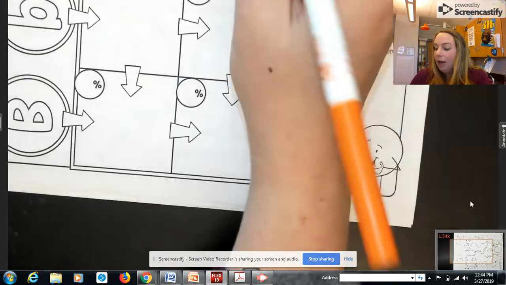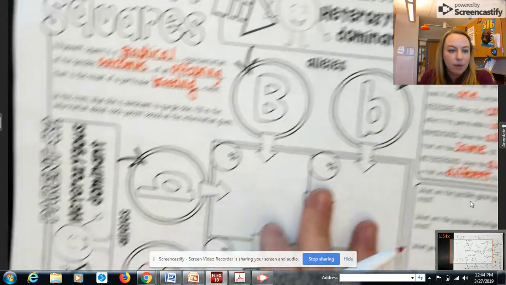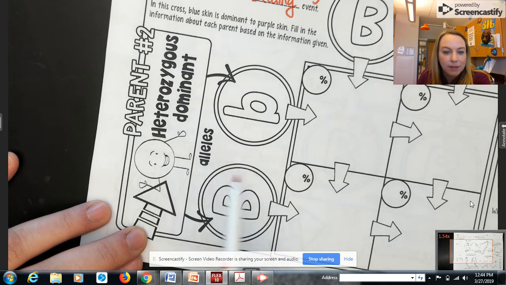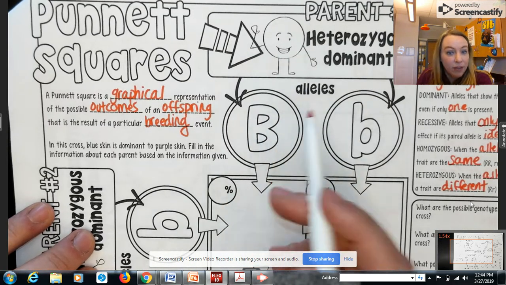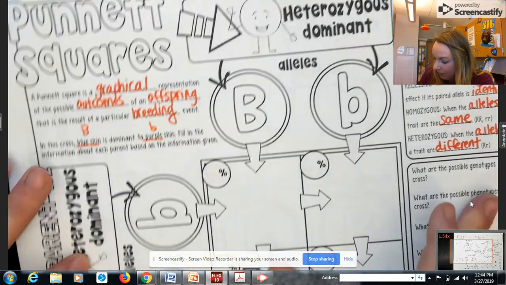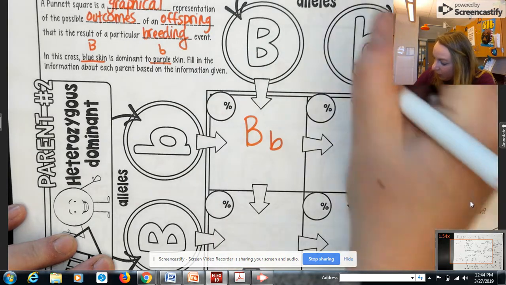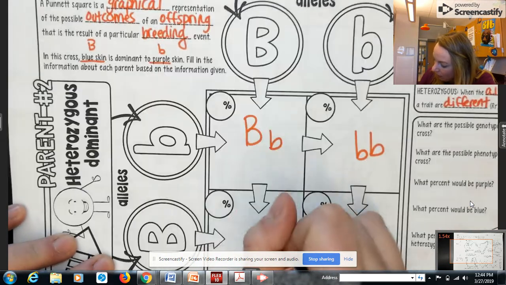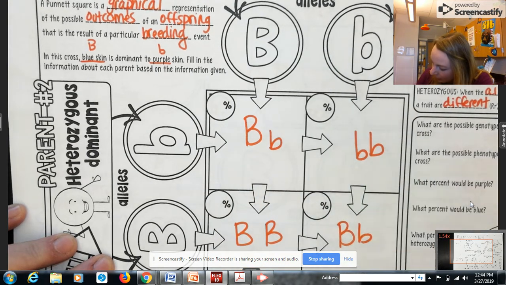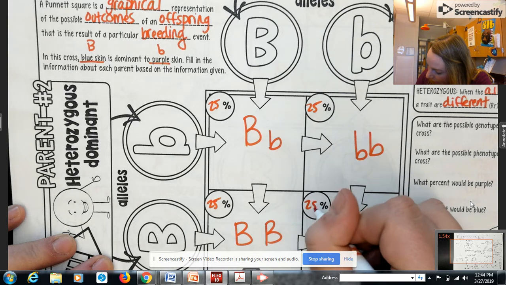So here I've got parent 1 is heterozygous dominant, so big B, little b. And parent 2 is also heterozygous dominant, big B, little b. So we say dominant because they're going to express the dominant allele. That's why it's called dominant. So again, blue skin is big B, purple skin is little b. All right. So I'm just going to bring my little b over and my big B down. Little b over and little b down. Big B, big B, big B, and I always draw the lowercase second, little b. So each of these boxes, again, represents 25% of the whole picture.